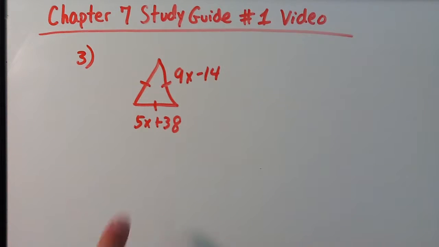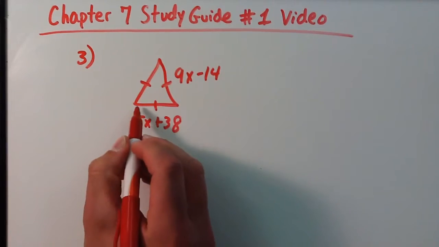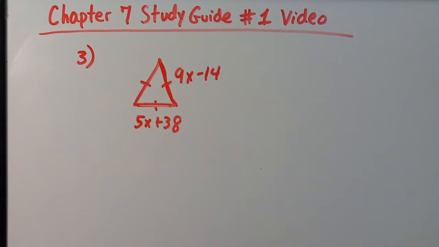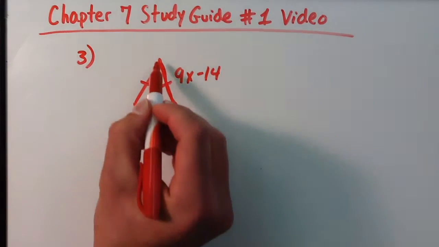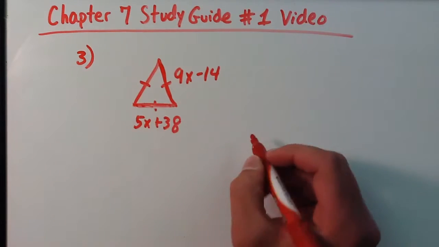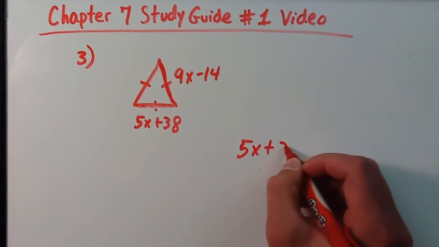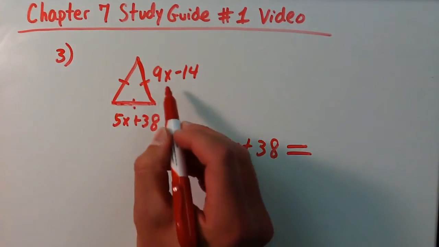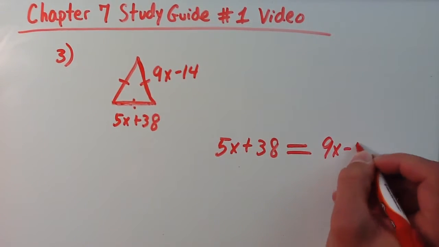So to do that, we need to know what x is so that we can plug x into one of those expressions. So how are we going to solve for x? Think about that. How are we going to solve for x? Well, I know that if this side is equal to this side, because it's an equilateral triangle, I can set this side equal to this side and solve the equation for x. So let's do that. Let's say that this side, 5x plus 38, is equal to this side, 9x minus 14.